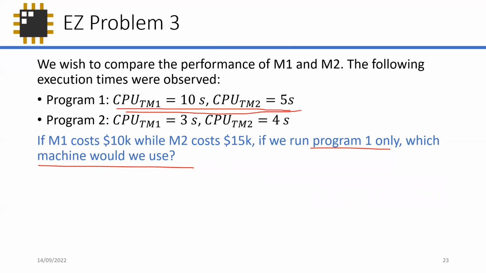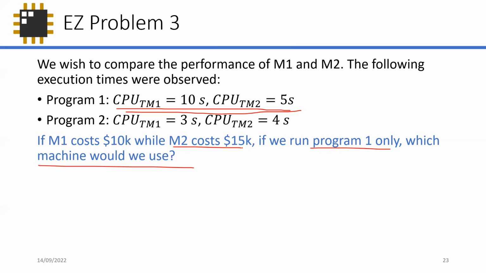Machine 2, sir. Machine two, okay. Give me a good reason why. Let's think about it. Because machine 2 is 2 times faster than machine 1 in terms of the time. But is it? It's 1.5. Much more expensive than machine 1 in terms of price.